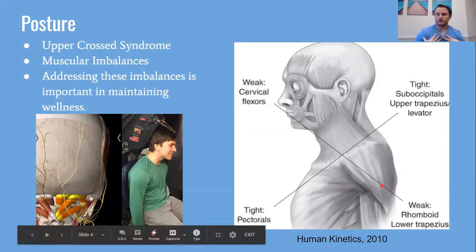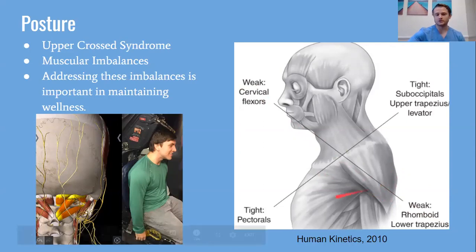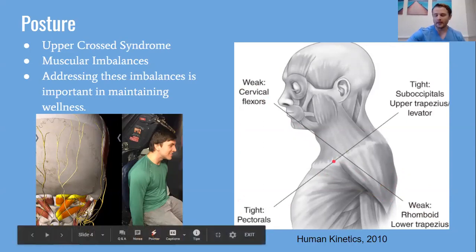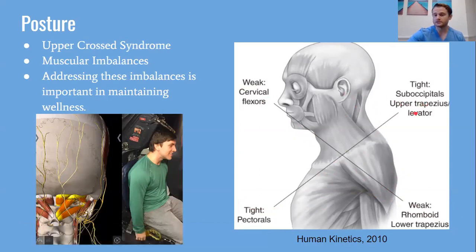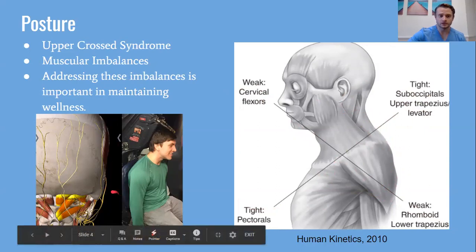So if you're rounded, the front gets tight. So that's where we get the tight pecs. And then in the back, in the neck, we get the tight upper trapezius, the levator, and then the suboccipitals. So muscle groups that are up and back. So in this image, this little area here at the base of the skull, that's where our suboccipitals are found.